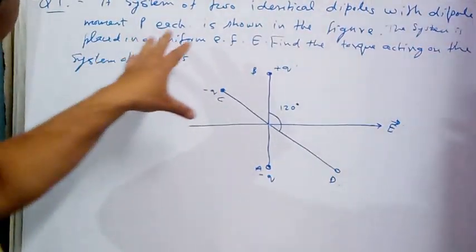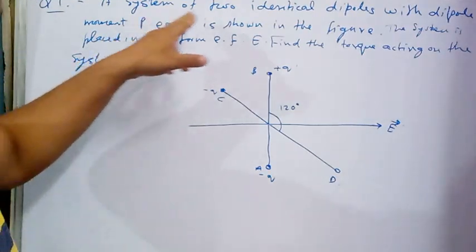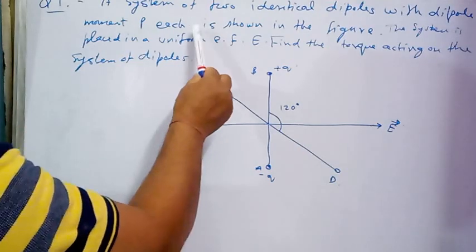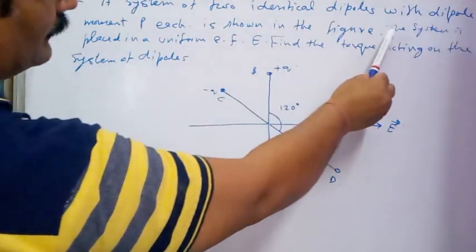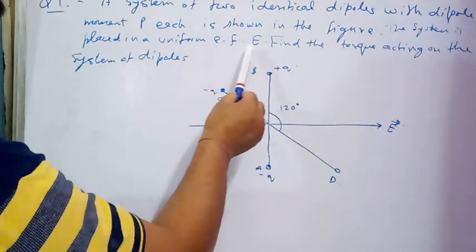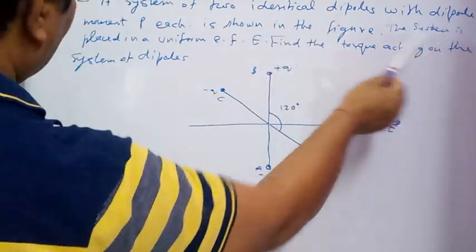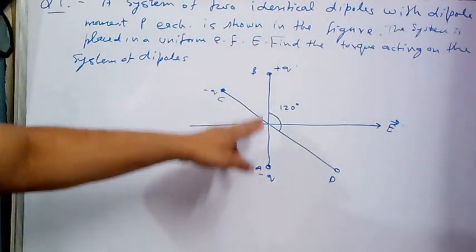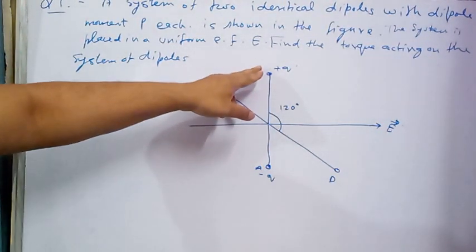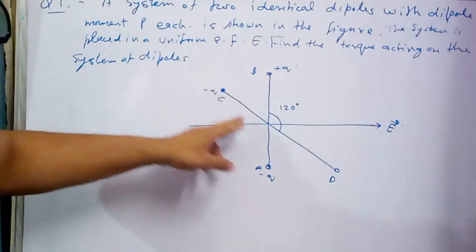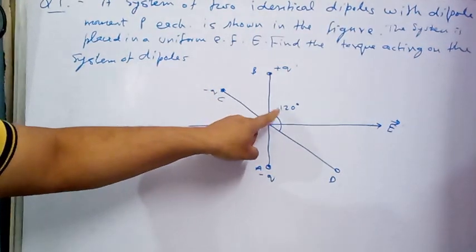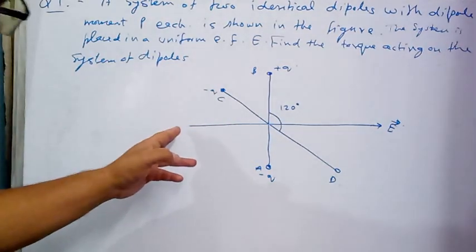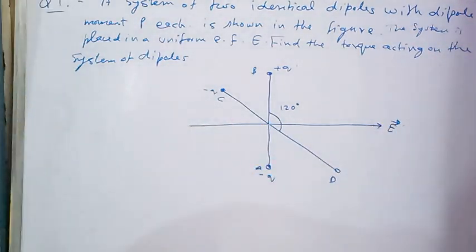So students, this is a question. A system of two identical dipoles with dipole moment P each is shown in the figure. The system is placed in a uniform electric field E. Find the torque acting on the system of the dipole. So here you can see AB is a dipole, CD is another dipole. The angle between dipole moments of the dipoles is 120 degrees. This is the direction of the electric field.